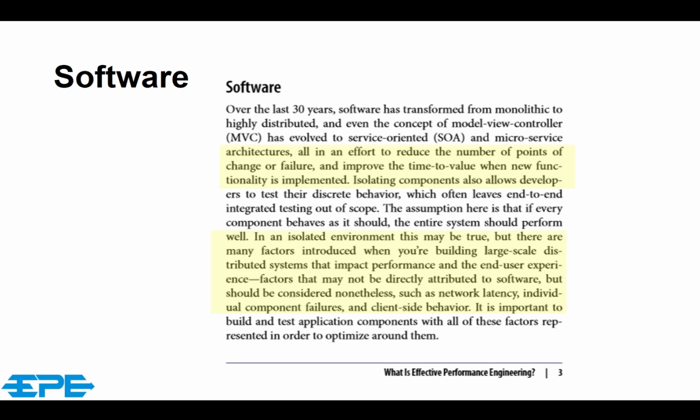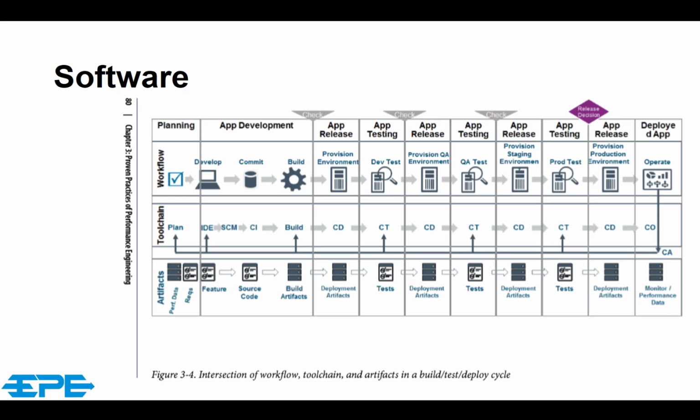The other piece that becomes interesting is the second bit that I've highlighted here, which is, in an isolated environment, it may be true. There's many other factors, however, that get introduced when you're building these large-scale and/or enterprise distributed systems that impact performance and also the end user experience. Some of these, again, are not directly attributed to software. Some of the bits that you'll see listed out here are things like network latency or individual component failures, client side behavior. Again, maybe you're on a mobile device that has a lot of other programs running on it at the same time, and that becomes a problem because your battery is overheating, or the CPU is overheating, or you're running out of memory on that client side. Again, there's a lot of different factors that come into play here, but again, how is it that you're building that into your software delivery cycle?